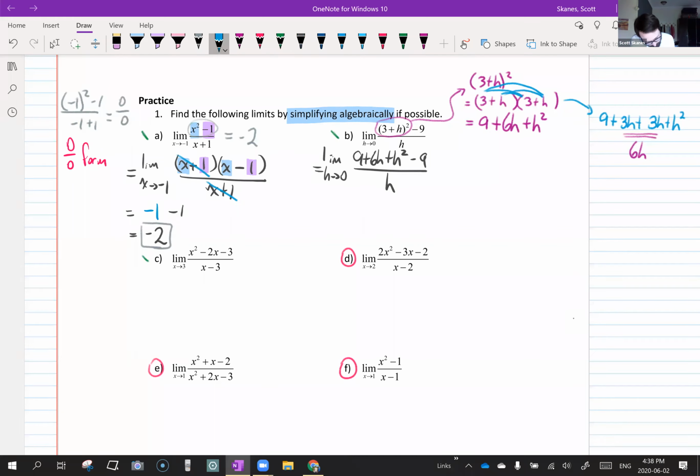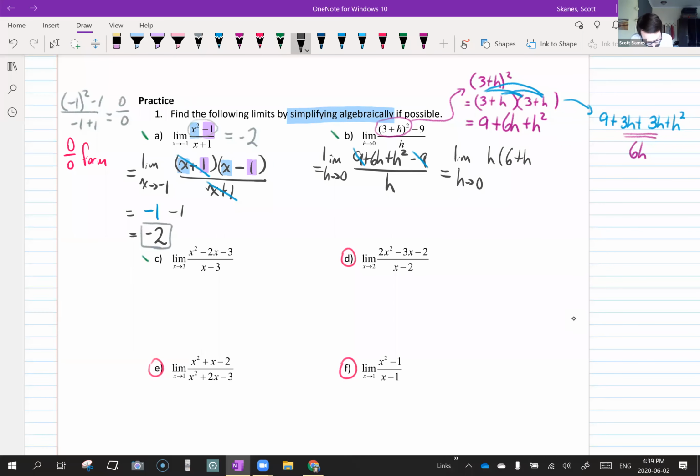All right, so let's see what we have here. 9 and 9 will cancel. That will leave us with 6h plus h squared on top. Factor it. When we're in limits, I'm giving you full permission. Factor as much as you humanly possibly can. Just always factor, factor, factor. The more you factor, the more success you're going to have, because it's just the way that these functions work out. Factor the h, exactly.